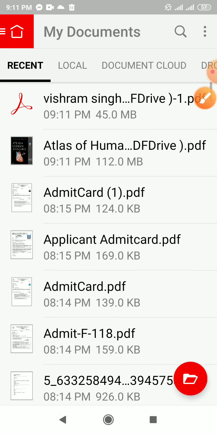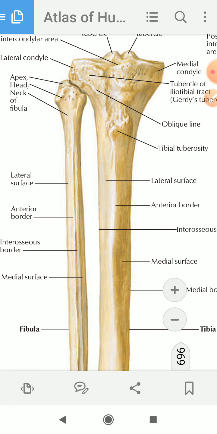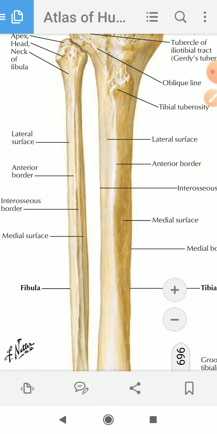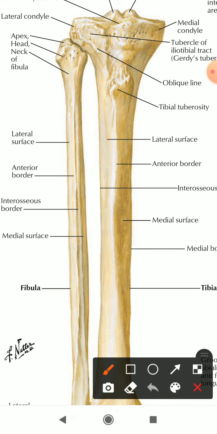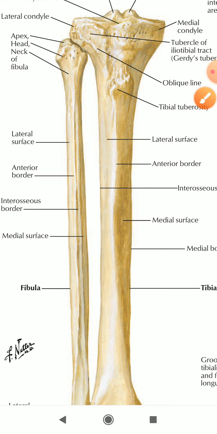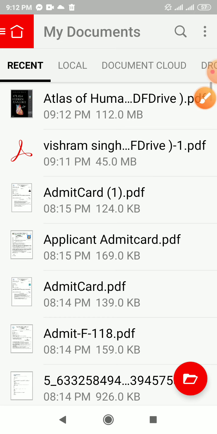Now move to the lateral surface. So which one is the lateral surface? The lateral surface will be this surface, and what are the attachments in the lateral surface?